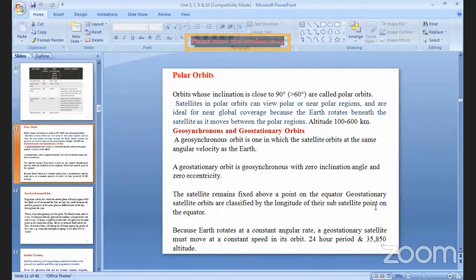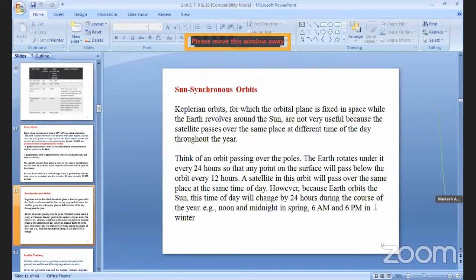We know that the Earth is always rotating around the sun at a constant angular rate. The satellite has to move and maintain constant speed in one orbit. That's around a 24 hour period, and the altitude it's maintaining is 35,850 kilometers. As per that, it is moving.